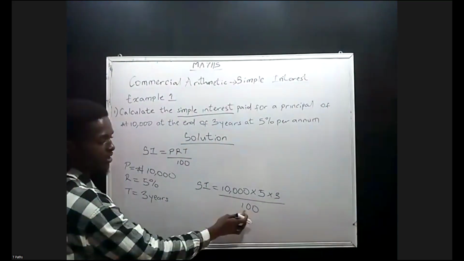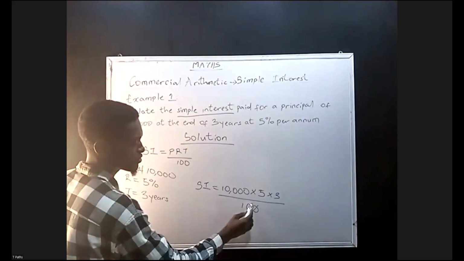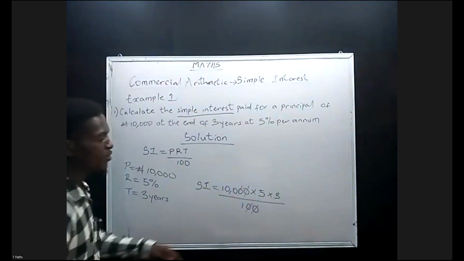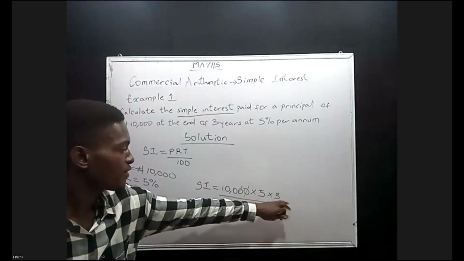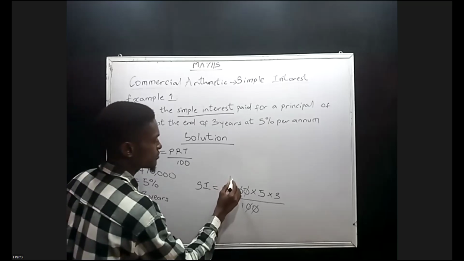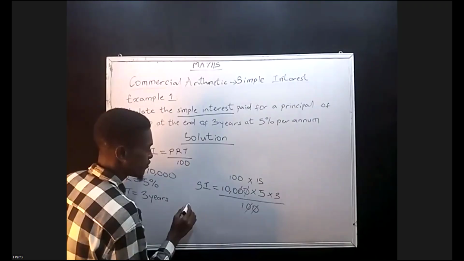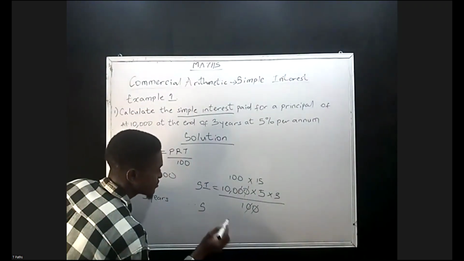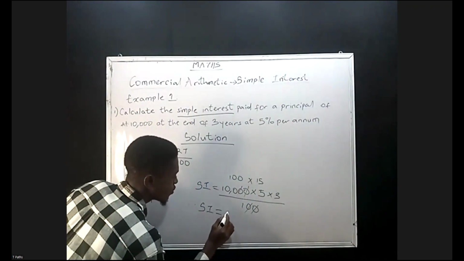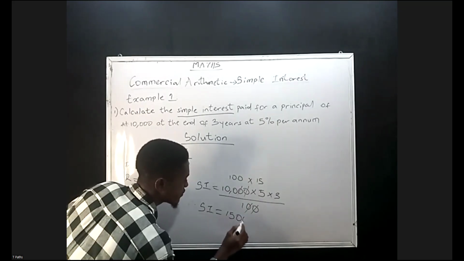Now we have 0 here and 0 here. We can cancel the zeros. We are left with 100 times 5 times 3, which is 15. So therefore, our simple interest will be equal to 1,500.